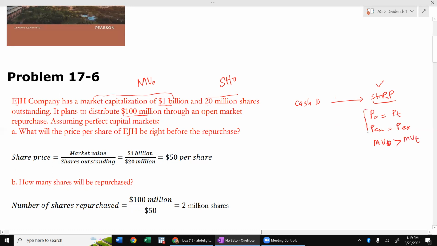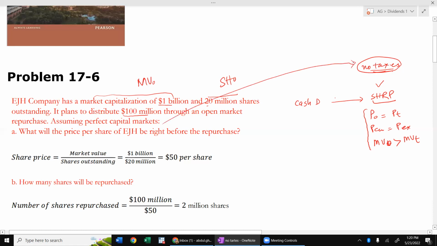Okay, so you should keep all of these concepts in mind when you see that it is a share repurchase. But it only happens when there are no taxes. So the information should be given that there are no taxes. Okay, so the company is planning to distribute 100 million through an open market repurchase. Assume a perfect capital market. Okay, so this information is now given to you.